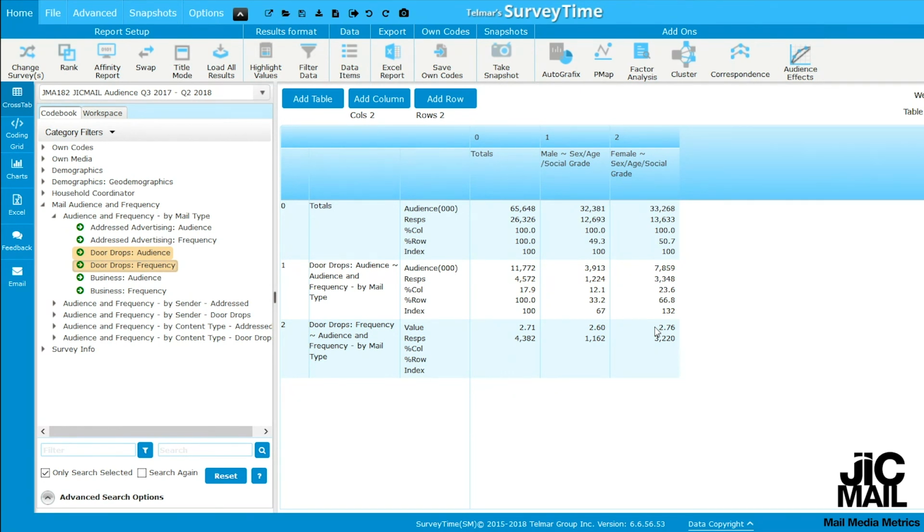And that's how you run a basic query in the JICMAIL audience database.